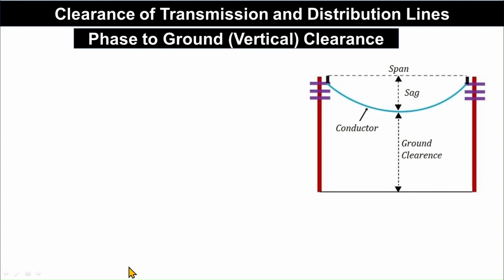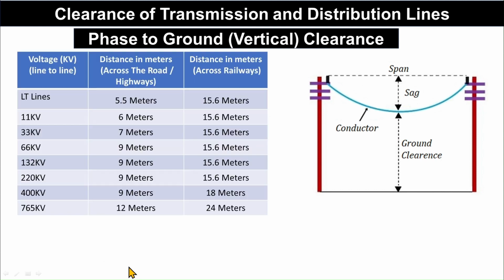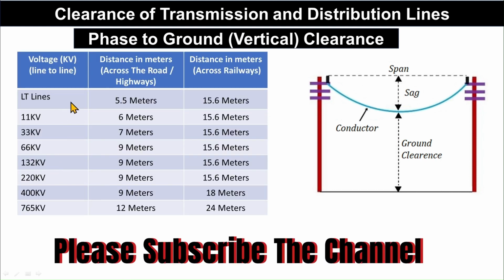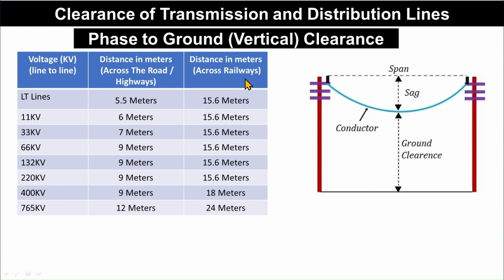The phase to ground clearance of various transmission lines is, for LT line it is 5.5 meters across the road or highways, and across the railways it is 15.6 meters. Similarly, for 11 kV it is 6 meters across the road and highways, and across the railways it is 15.6 meters. For 66 kV it is 9 meters, and across the railways it is 15.6 meters.